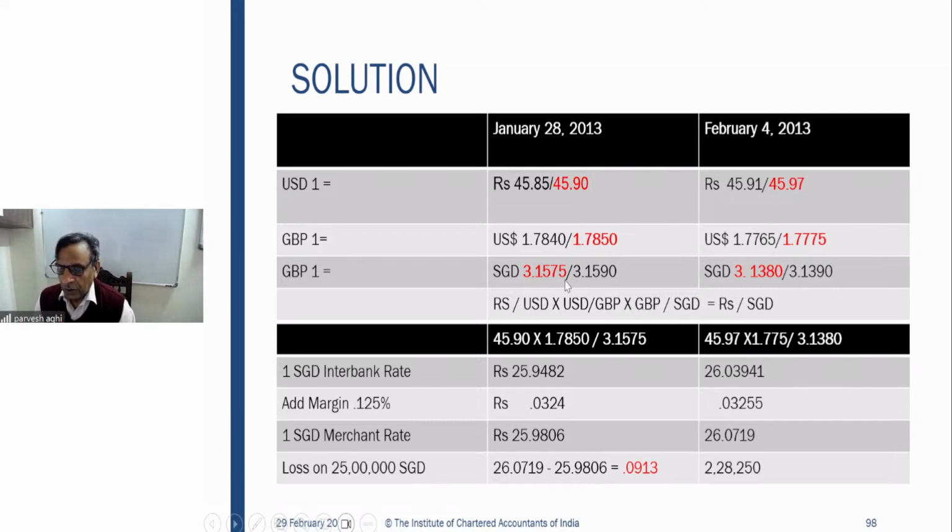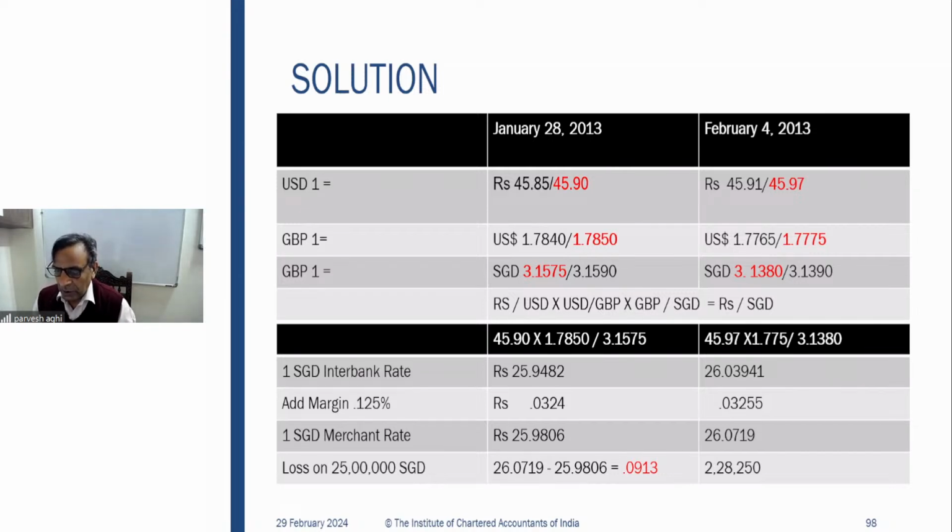Okay. So this means 45.90, this rate, ask rate, multiplied by 1.7850, which is the ask rate, divided by 3.15, because the quote has been given in the reverse order. So we'll make a division. So we actually are multiplying by 1 divided by 3.1575. This is the bid rate, so that will become the ask rate.